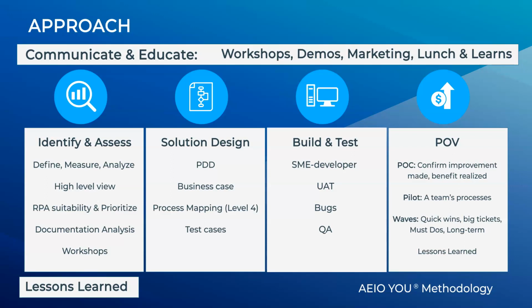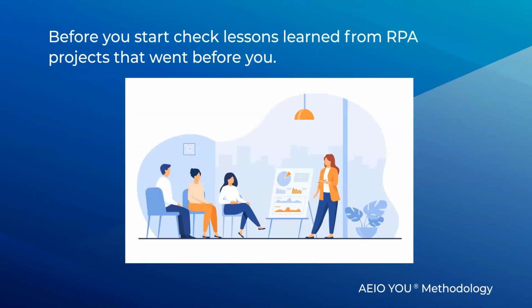Along the bottom is lessons learned. The proof of concept in the pilot stage is a big learning experience. This is where you quickly discover unexpected difficulties and will uncover the best way to automate that works for your business. This will help you to design the implementation plan for the main event, the full rollout. Before you start a project, check lessons learned from previous robotic process automation projects.